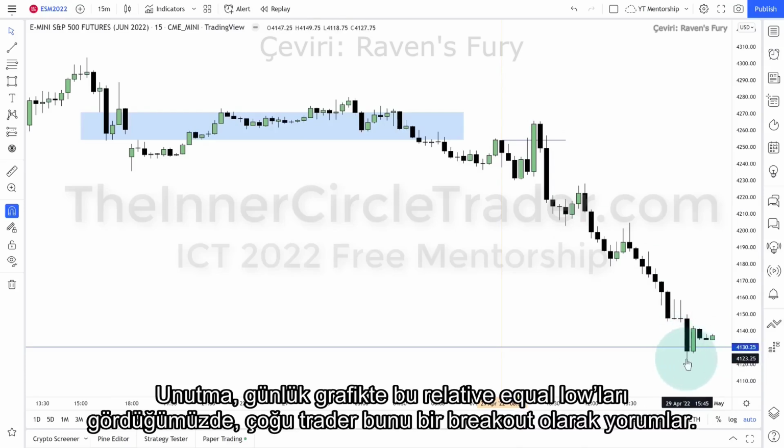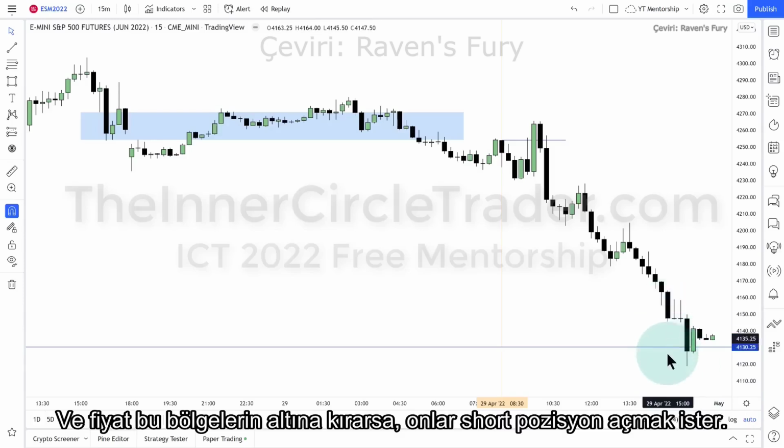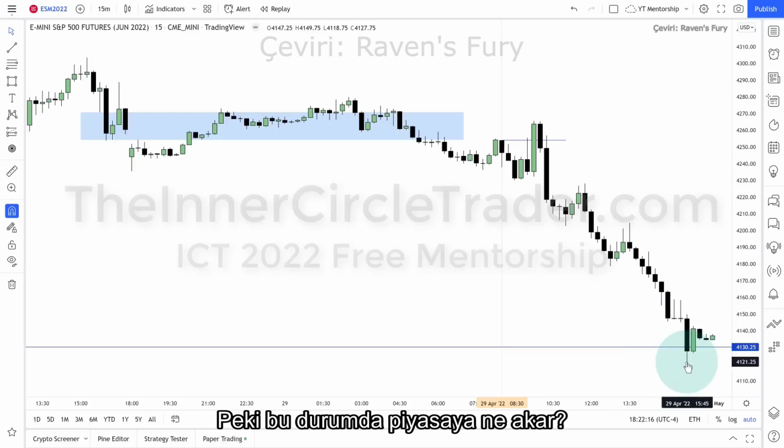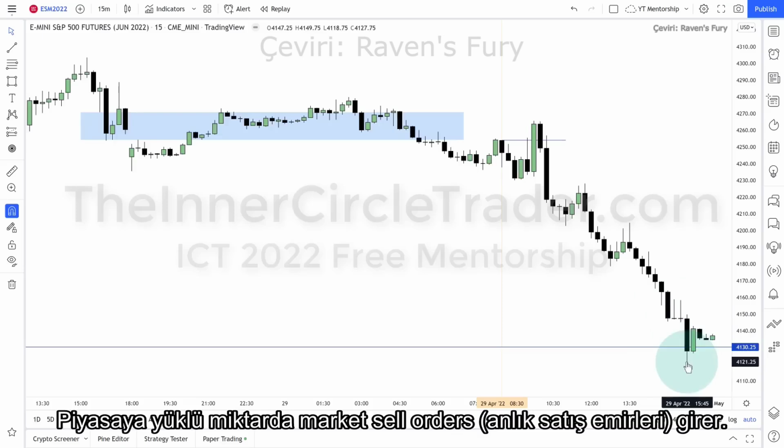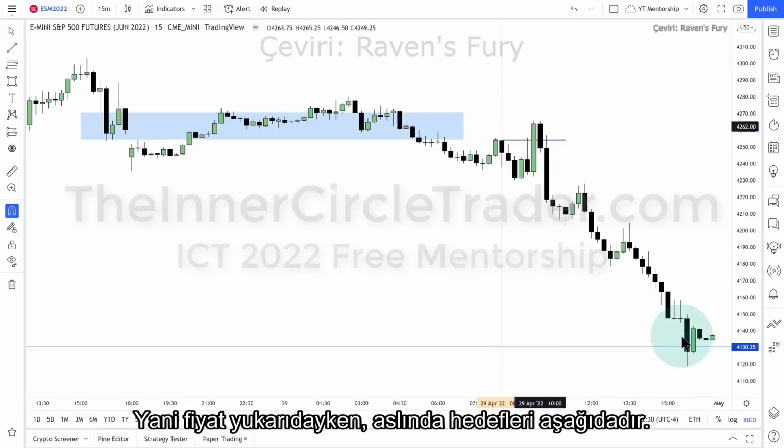Remember, when we see these relative equal lows on the daily chart, traders are going to look at that as a breakout. There's lots of traders out there that have long-term trend following systems and models, and if it breaks below those areas, they want to be short. So that's going to flood the market with what? Market orders to sell at the market. Well, that's a perfect counterpart to smart money being short up here, because they want to buy it at a lower price. And while up here, they're aiming down here.